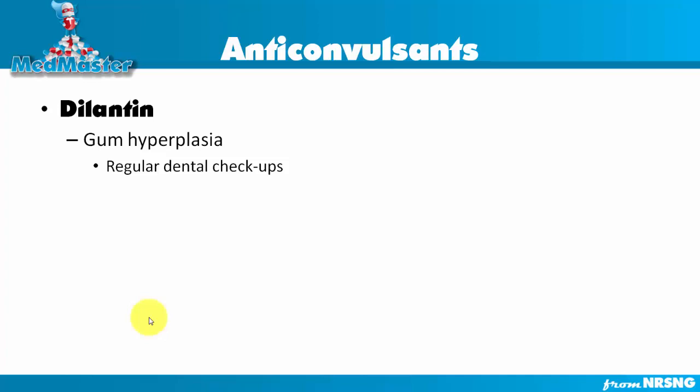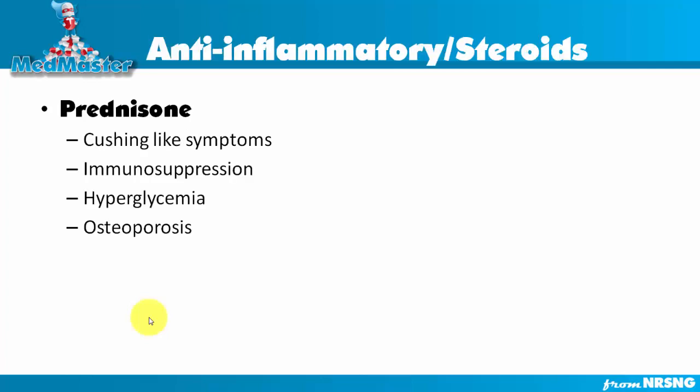So it's important for them to have regular dental checkups, to use things like a soft bristle toothbrush, and to be very careful about flossing and things like that, because this gingival hyperplasia can lead to very severe mouth disorders. Okay, anti-inflammatories, steroids.